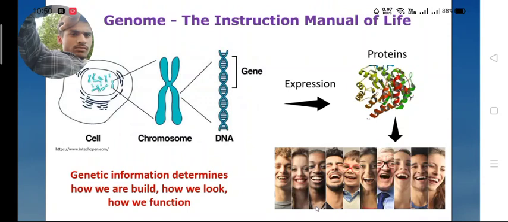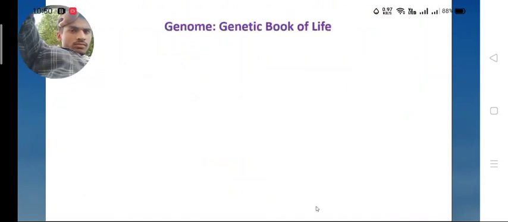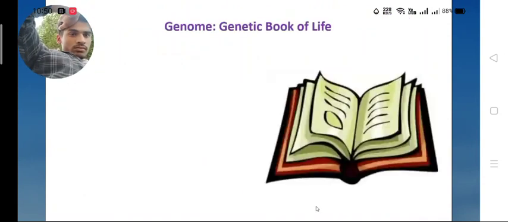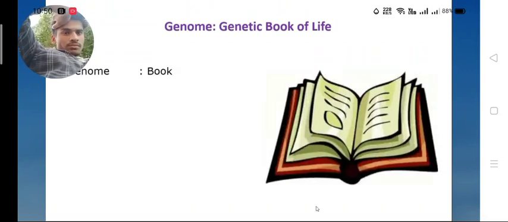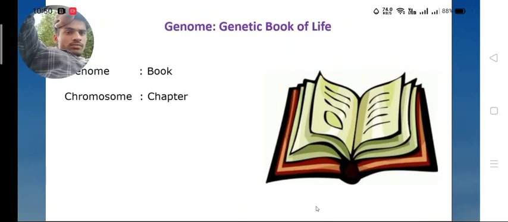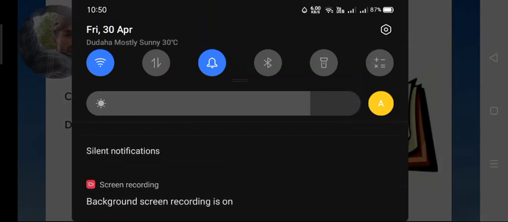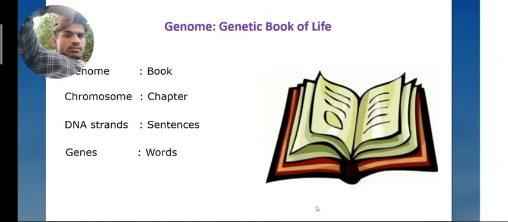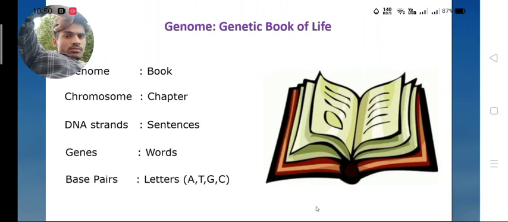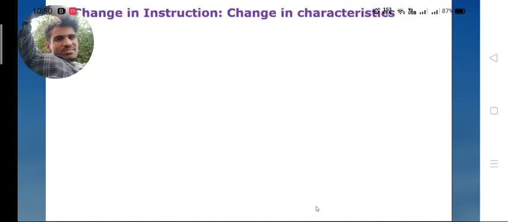Like a book, the genome has all the instructions. Like chapters in a book, chromosomes are there in the genome. Like sentences in a chapter, DNA strands are there in chromosomes. And like words in sentences, genes are there in DNA strands. And like letters in words, we have base pairs A, T, G, C. So we can always compare the genome to a genetic book of life. Right? So if you change some instruction in this book, your characteristics will change.